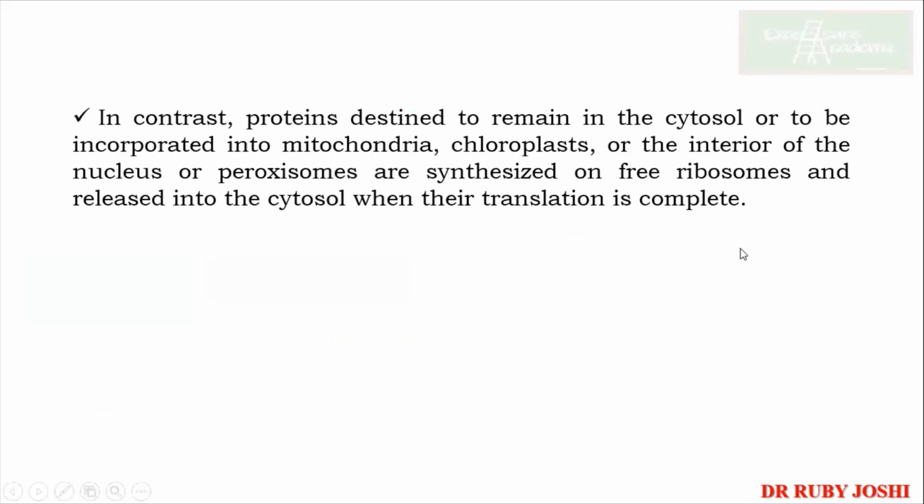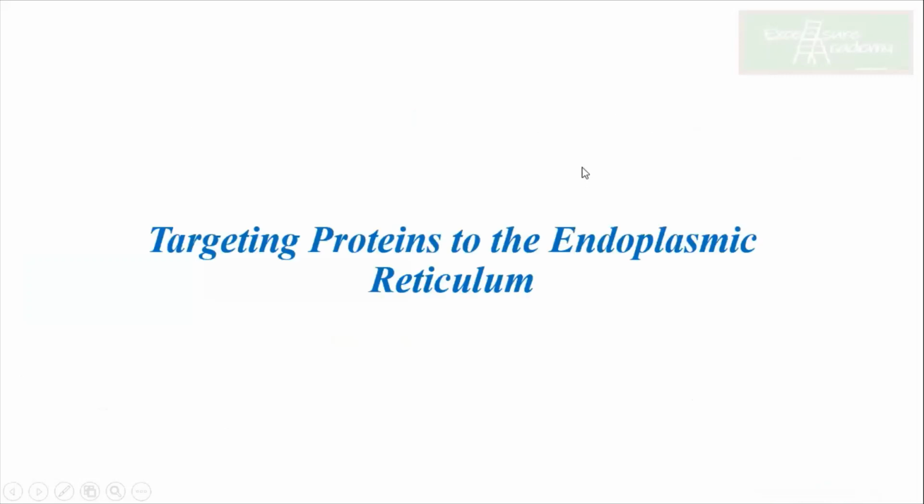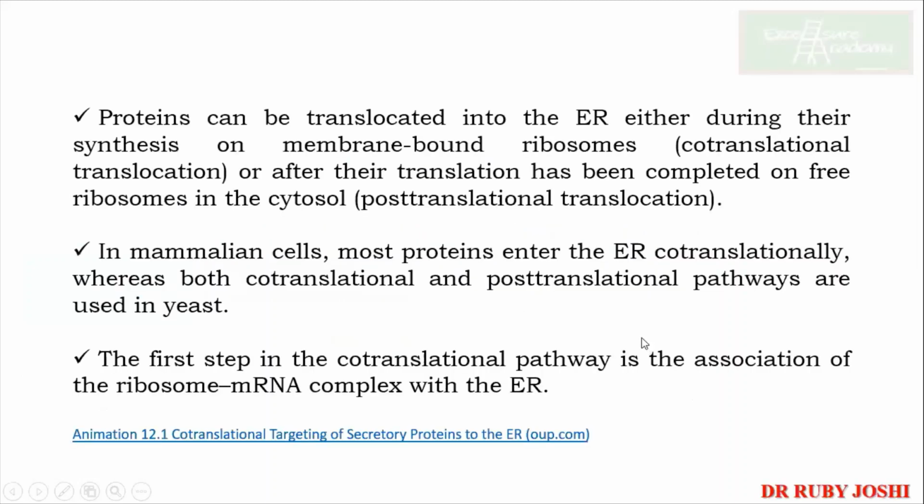Okay, so in contrast, proteins which are destined to remain in the cytosol or to be incorporated in mitochondria, chloroplast, the nucleus, or peroxisomes are synthesized on the free ribosomes. Now, targeting proteins to the ER. How is this being done? Proteins can be translocated into the ER either during their synthesis on the membrane bound ribosomes, that is called co-translational translocation. Guys, this is important.